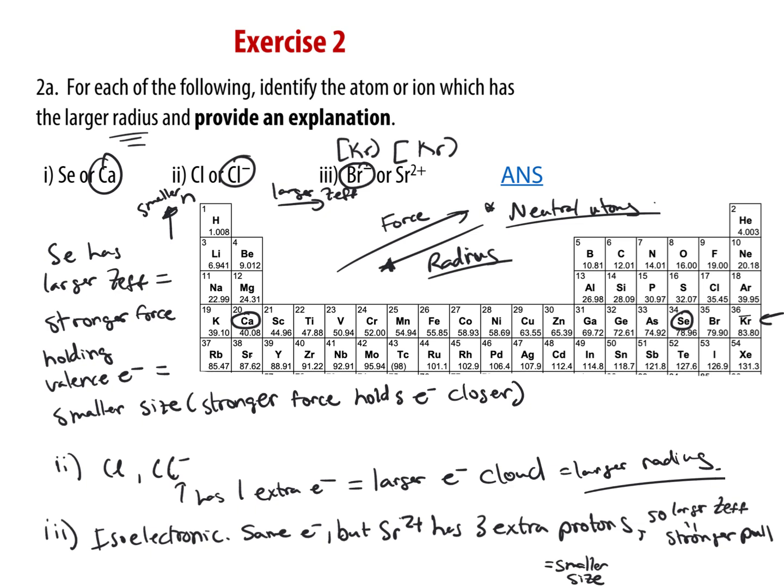So when you think about isoelectronic ions, the only difference is the number of protons. More protons is a bigger pull, larger Z effective, larger force, and therefore a smaller size.